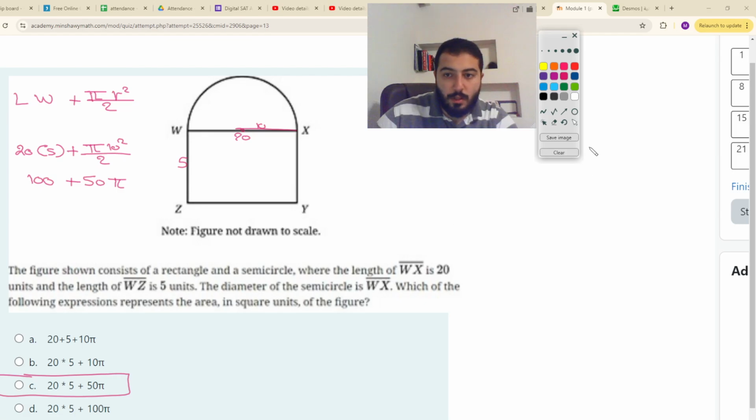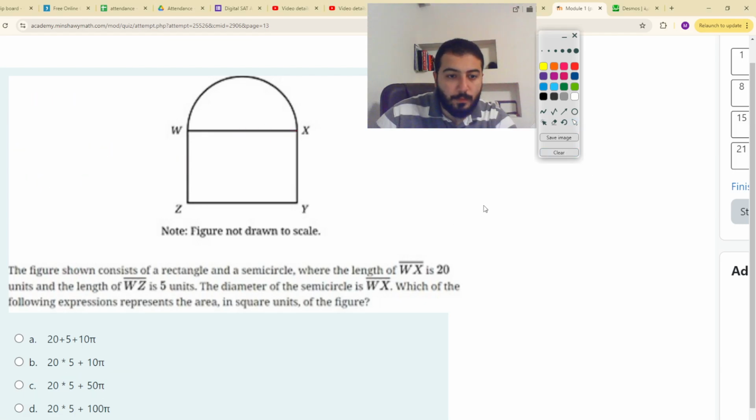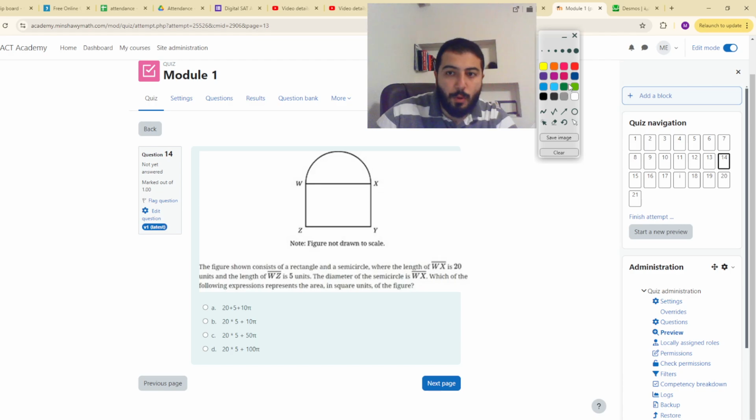Let me know if you understand. This is from properties of 2D shapes plus circles, because we took all the 2D shapes except the circles in another video. So check those two lessons, circles plus properties of 2D shapes, or geometry 1.